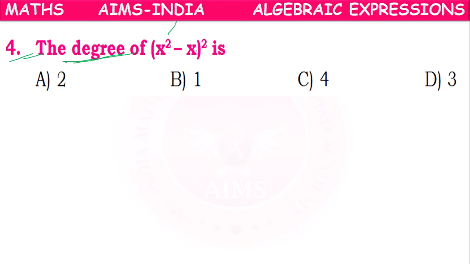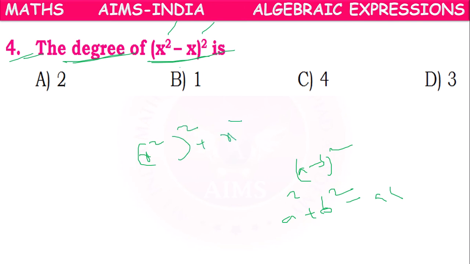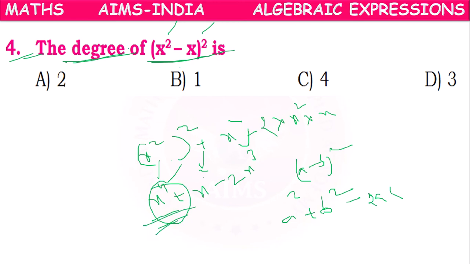Next, the degree of x square minus x whole square is. If we expand it, because it is in the form of a minus b whole square, which we have learnt in identities, whose formula is a square plus b square minus 2ab. x square whole square plus x square minus 2 into x square into x. x square whole square is x power 4, x square, minus 2 into x cube. Here power is 4, here power is 2, here power is 3. Highest power is 4, or highest degree is 4. So that's why the degree of expression is 4. Option C is correct.